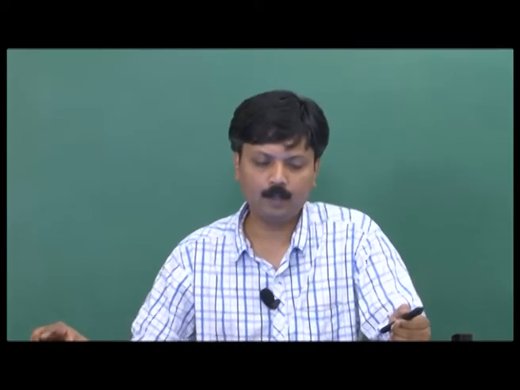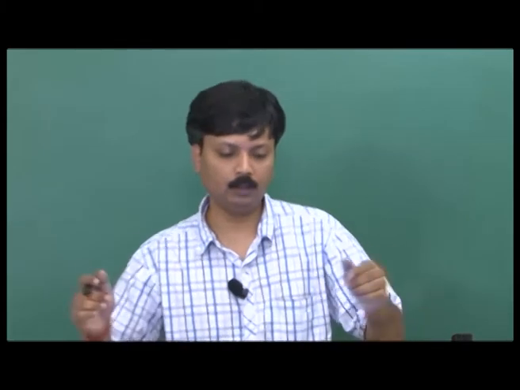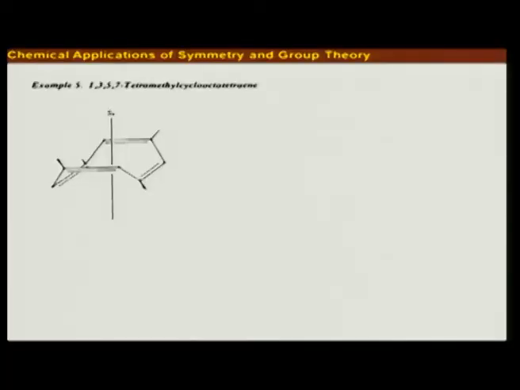The next molecule that we will look at is on your screen. This is 1,3,5,7 tetramethyl cyclooctatetraene. The structure is given here. For this molecule, what are the symmetry elements you can find out? Identity is by default present there. What are the other elements that you can think of?